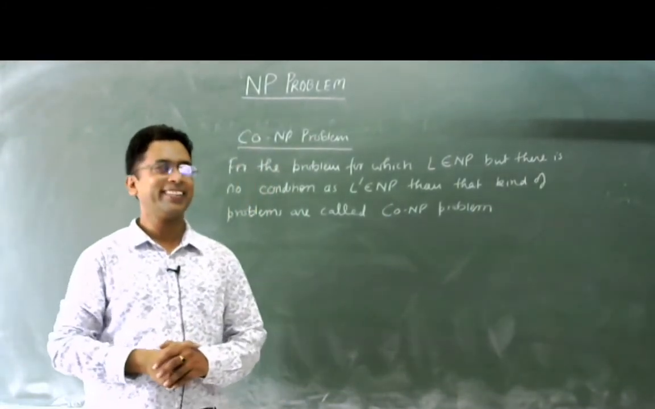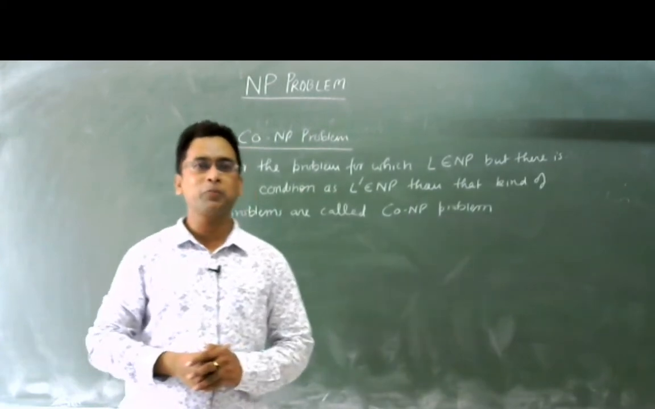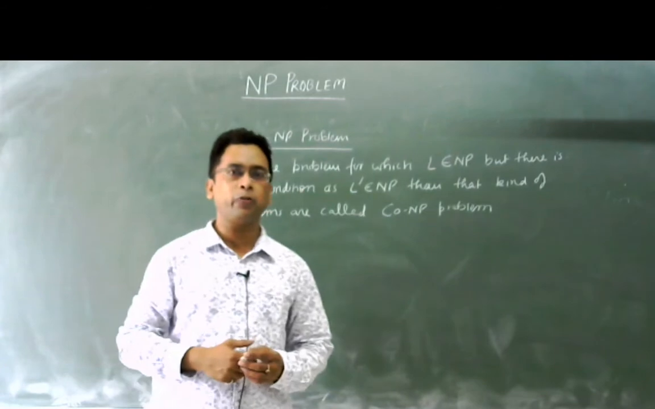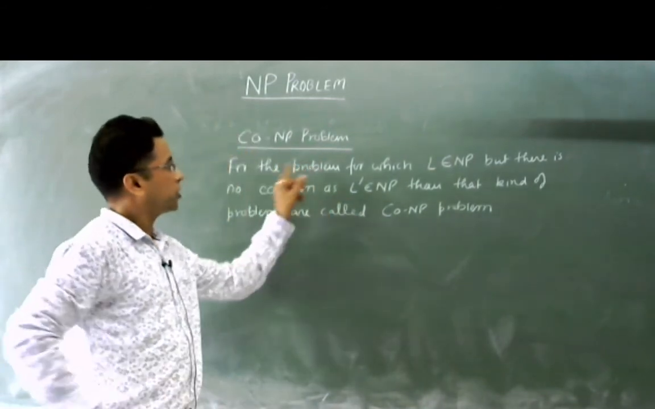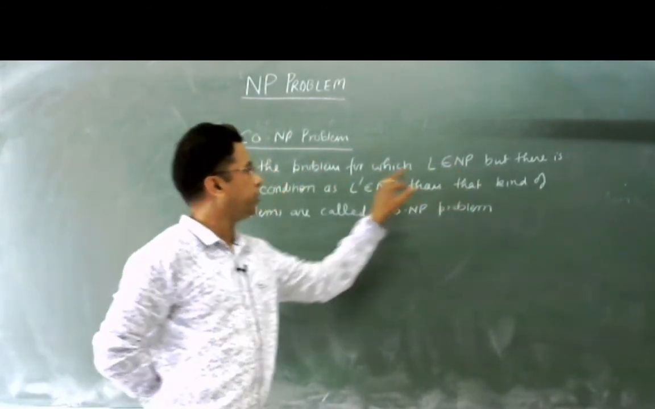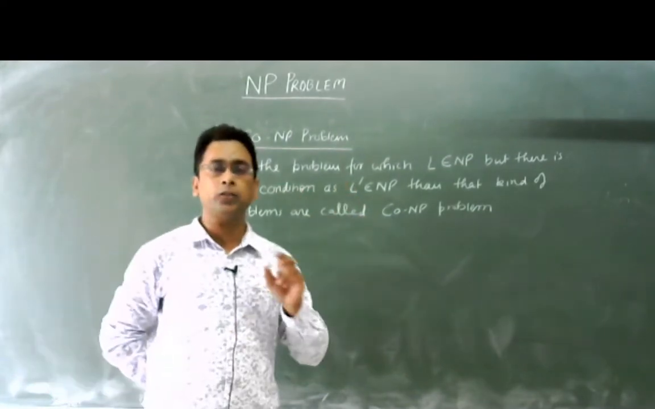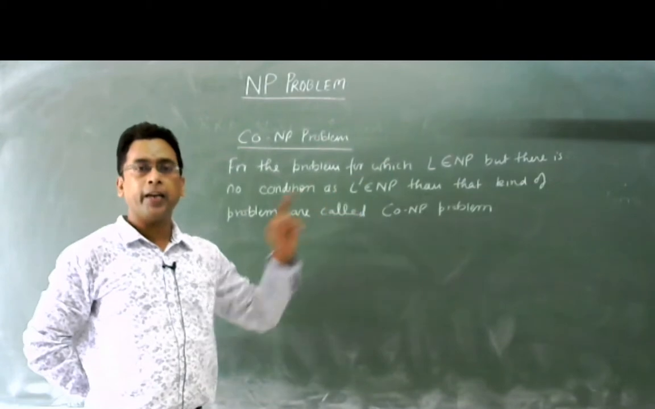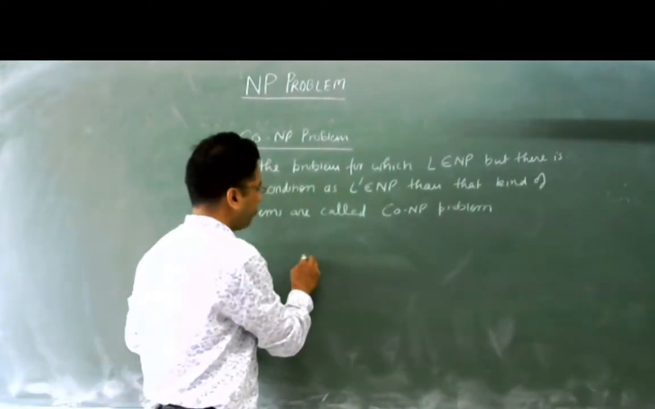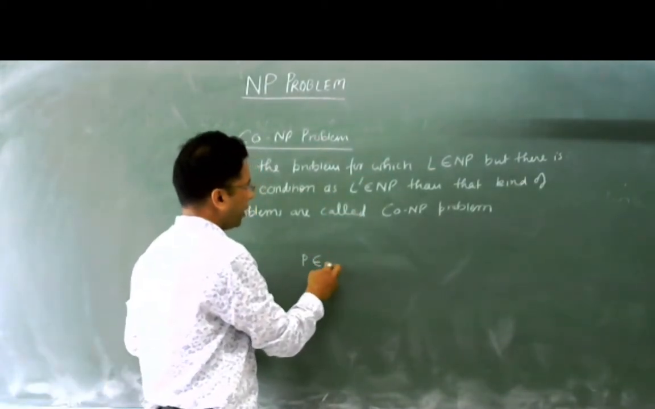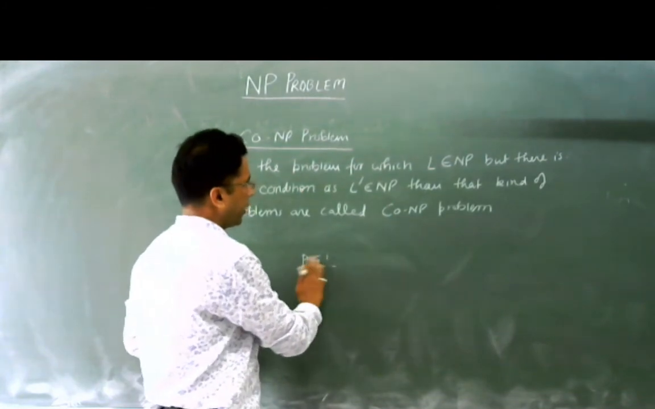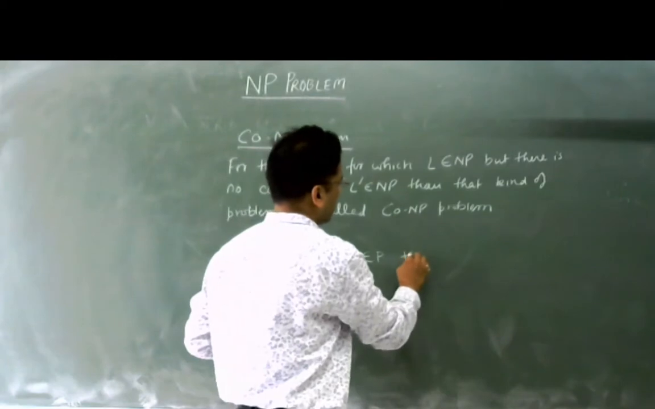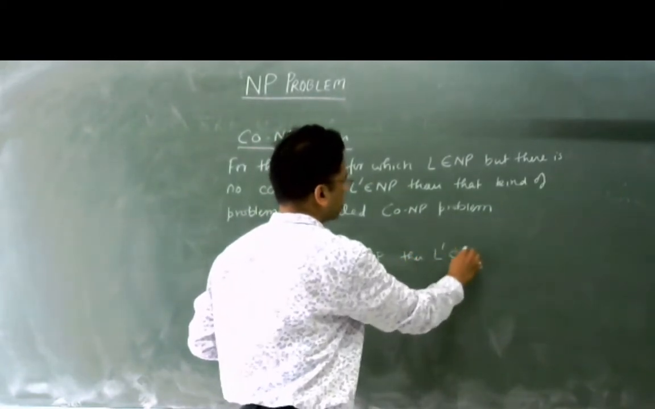So in a co-NP problem, what is the class of problems for which language L belongs to NP, but there is no surety that L dash will belong to NP. In case of P, there is guarantee that if L belongs to P, then L dash will belong to P.